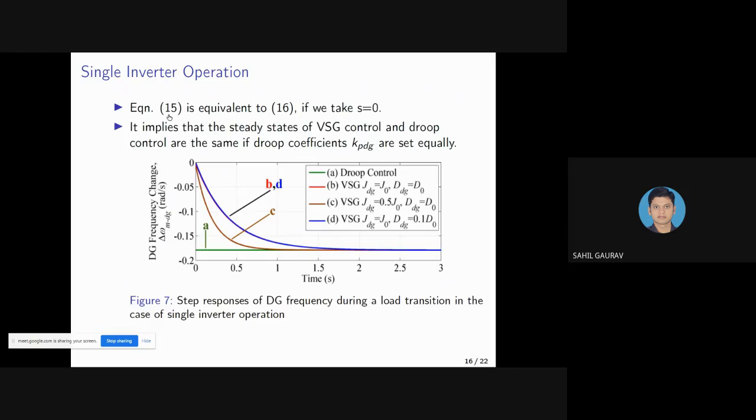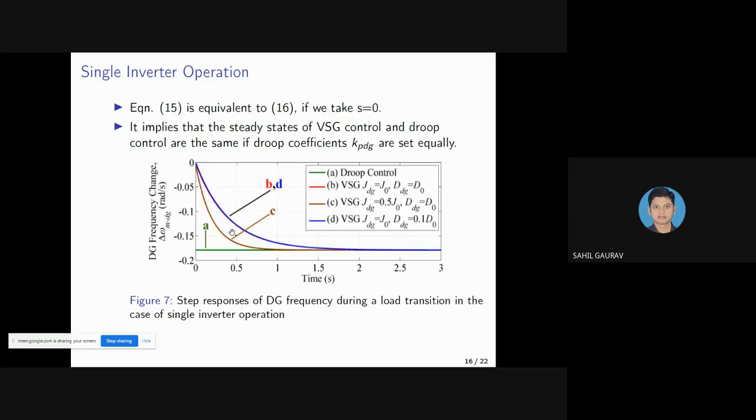In this figure we have plotted the responses of equations 15 and 16. The first conclusion we can draw is that the frequency of VSG control changes slowly, whereas droop control suffers a steep change. Here you can see the red curve is for droop control, and the blue and brown curves, B, C, and D, are for the VSG control. You can see there is a steep change of frequency for droop control.